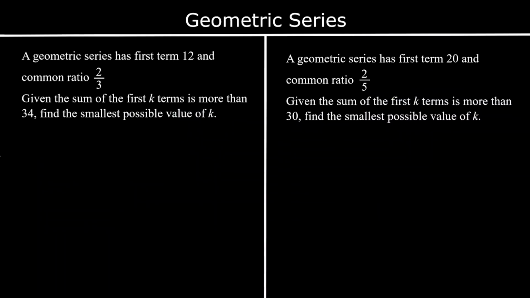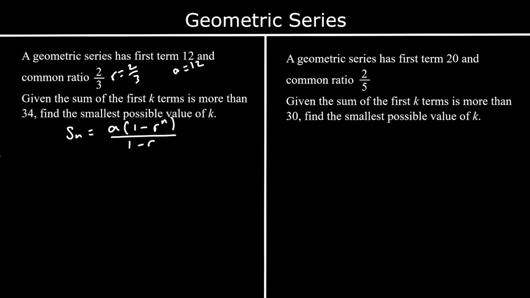A geometric series has first term 12. a is 12. Common ratio, 2/3. Given the sum of the first k terms is more than 34, find the smallest possible value of k. So we're using our sum formula. So the sum of n terms is a times 1 minus r to the power of n over 1 minus r. I've used this version, which tends to be better when r is less than 1. So the denominator is going to be positive.